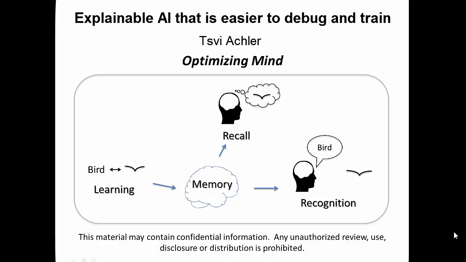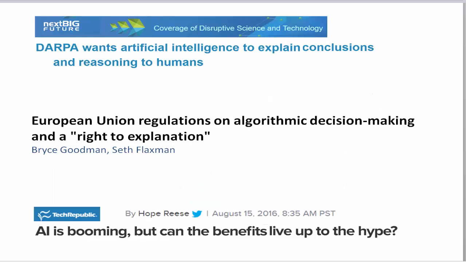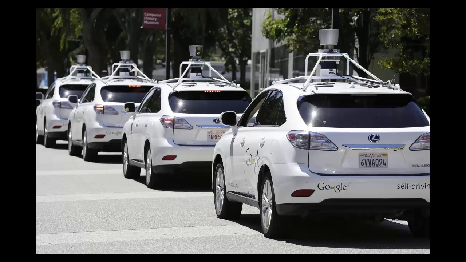This is a demonstration to show how optimizing minds methods and tools help understand what the AI is doing. This is in line with the current push by both the EU and the US, for example DARPA, for explainable AI, and this is especially important for the safety of self-driving cars.